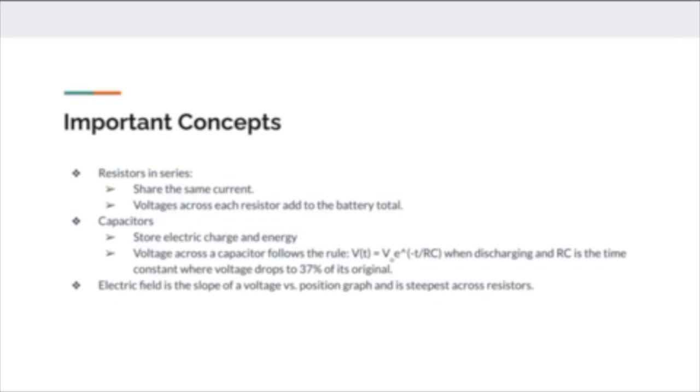Capacitors store electric charge and energy, and voltage across a capacitor follows the rule V(t) equals V(0) e to the power of negative t over RC when discharging. RC is a time constant where voltage drops to 37% of its original. And electric field is the slope of a voltage versus position graph, and it's steepest across resistors.